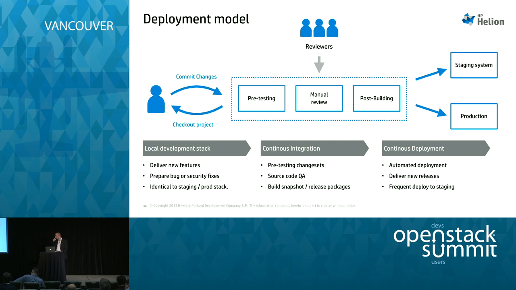And this post-building can do a lot of different things. For example, it can automatically create a package for my application and deploy this package in the staging system. Or if I'm not doing a simple bug fix or a feature commit, but for example tagging a new release, it can deploy into the production system. So this process is entirely automated. After a manual approval, no human will touch the software.